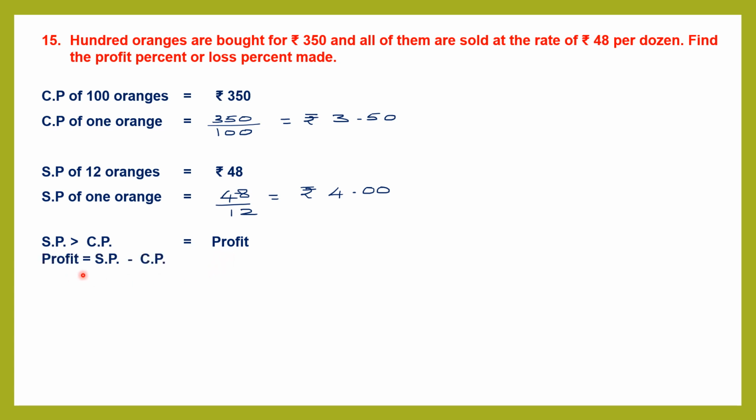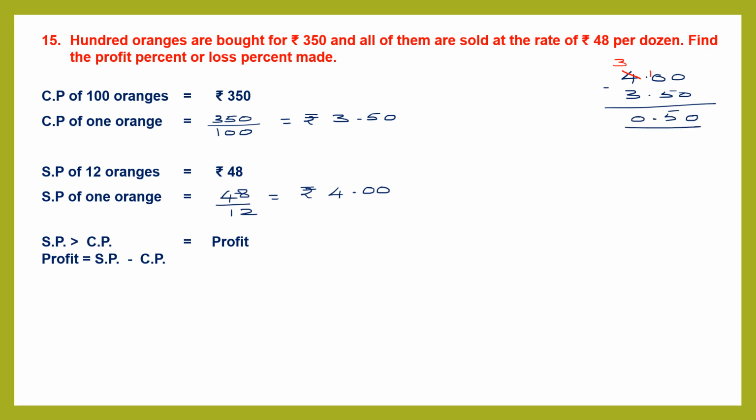And how do we do that? By saying selling price minus cost price. So 4 rupees minus 3 rupees 50 paisa. So how do we do that subtraction? This is decimal subtraction, so do it like a normal subtraction. So 4, now this becomes 3. And then I bring it here. So now this is 10. 10 minus 5 is 5. 3 minus 3 is 0.